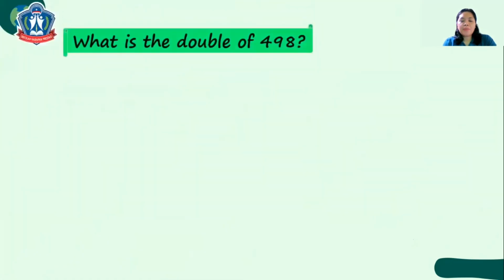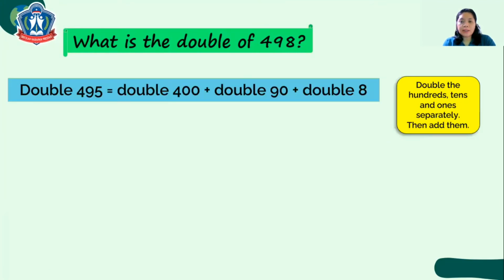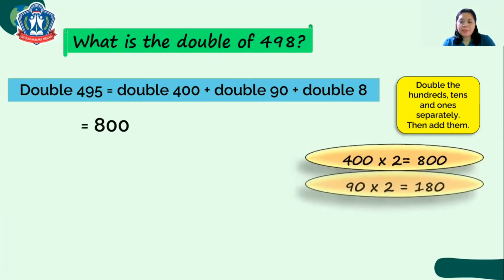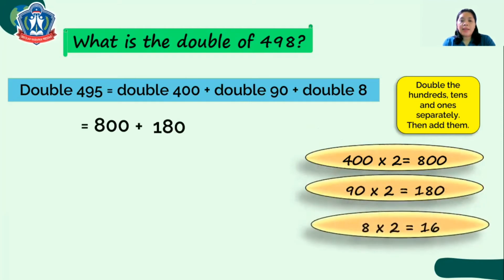Another example, what is the double of 498? So to find the double, we will double the hundreds, the tens, and the ones separately and add them. So let's double 400, then double 90, and double 8. The double of 400 is 800. The double of 90 is 180. And the double of 8 is 16.